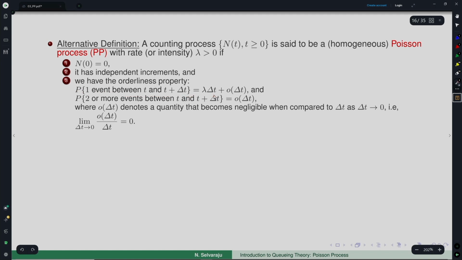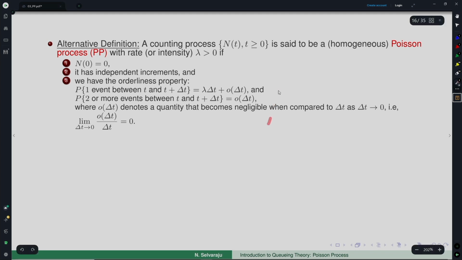Then the probability of 0 events you can write as 1 minus lambda times delta t plus order of delta t, where this notation, order of delta t, denotes a particular quantity that becomes negligible compared to delta t as delta t tends to 0, which means that it tends to 0 faster than delta t. That is what it would mean. This limit is what it actually means. Okay. So, this is called the orderliness property, or regularity property, for the Poisson process.